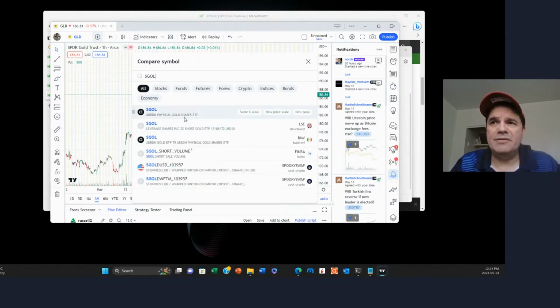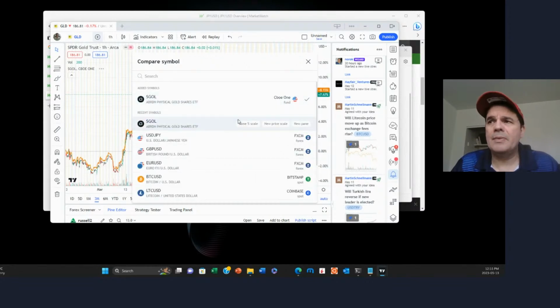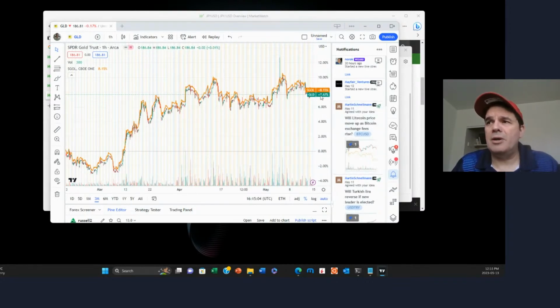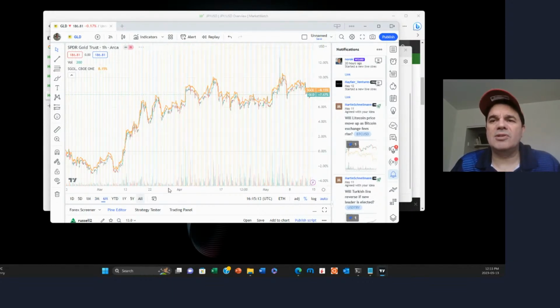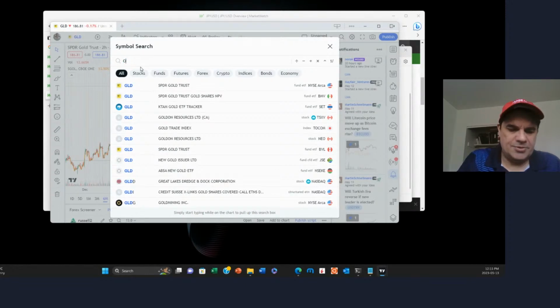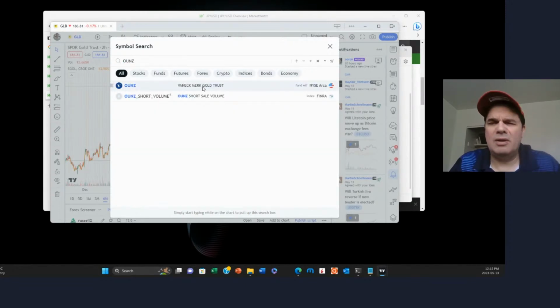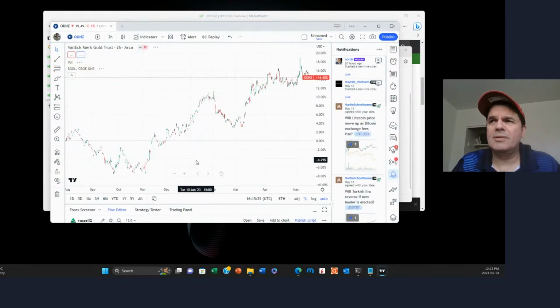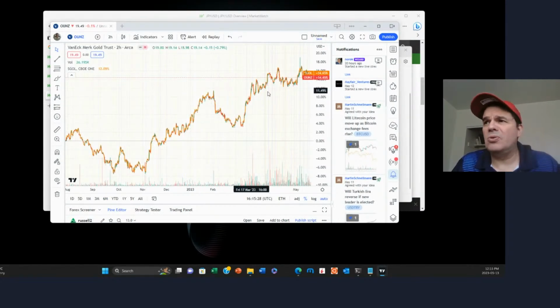So we're looking at Aberdeen Physical Gold Shares ETF. You can see right there a slight performance that's better. And the other one was OUNZ. So again, that's on an hourly basis. So let's do a 6 month. So SGOL, they're fairly in line with each other. And the other one is OUNZ as well, the VanEck Gold Trust. So they're fairly similar, as you can see here.